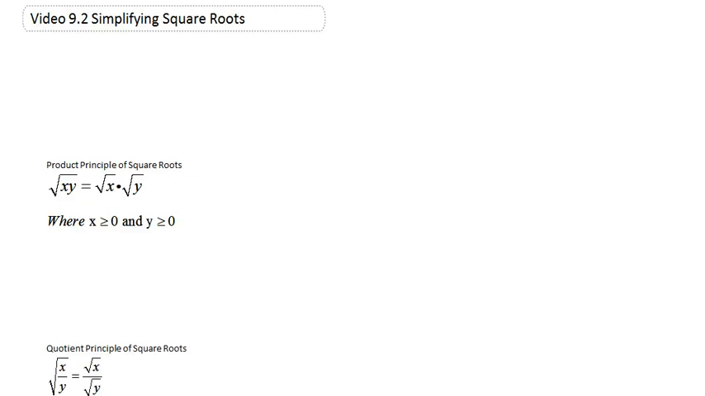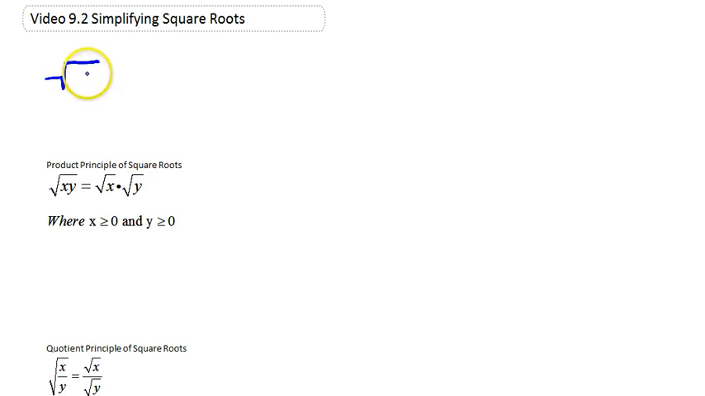This is video 9.2, Simplifying Square Roots. Let's start by learning a little bit about the vocabulary. This is a radical sign, and it's used for finding square roots.